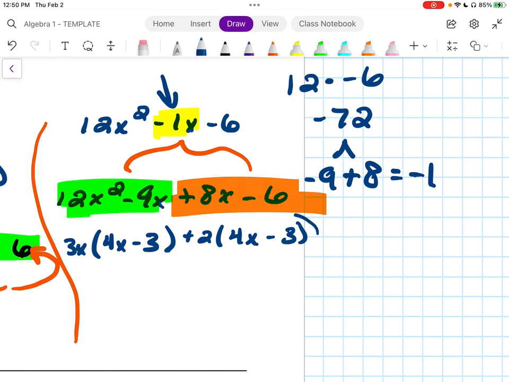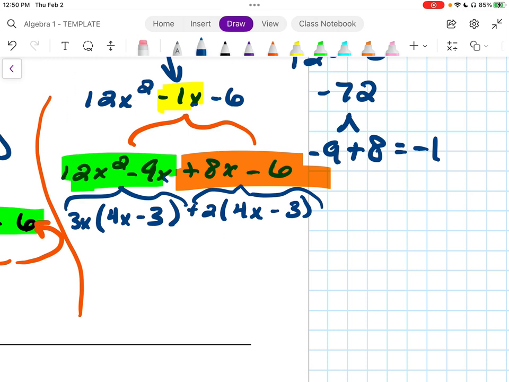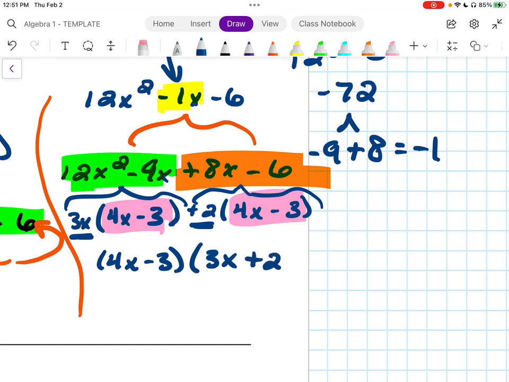Okay, again, this one is coming from just those two. This one's coming from just those two. Now, think about what I've got there. These both in common have the 4x minus 3, so it can actually be factored out. So I'd have the 4x minus 3, and then I take my leftover terms. My leftover was 3x and 2.